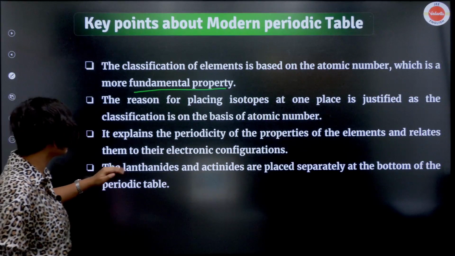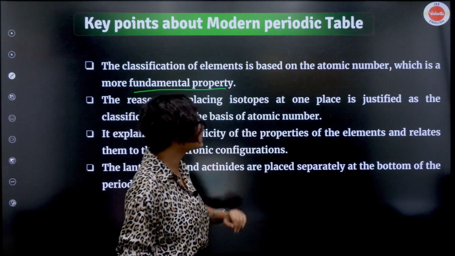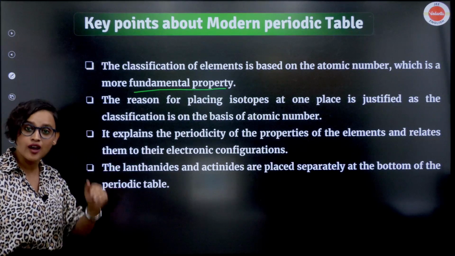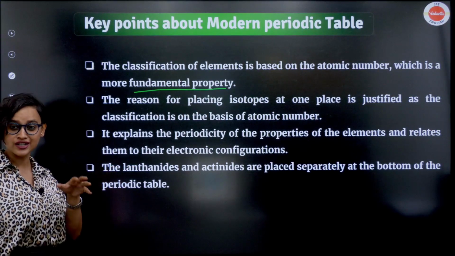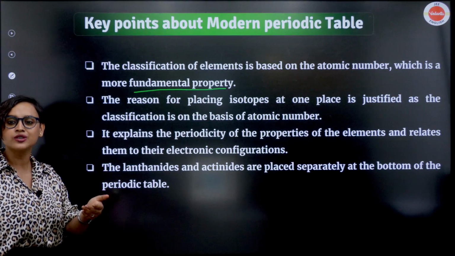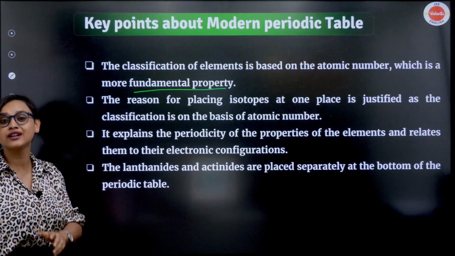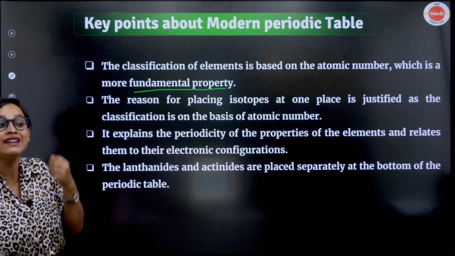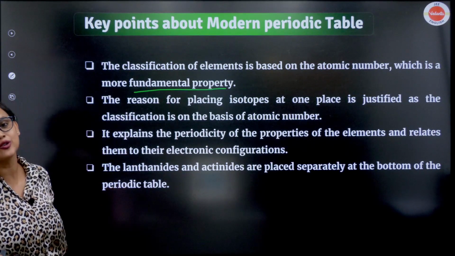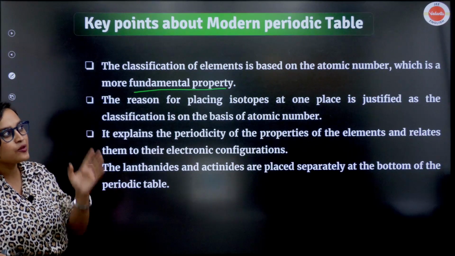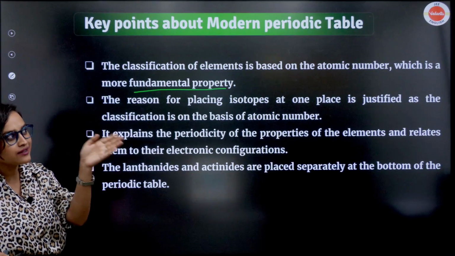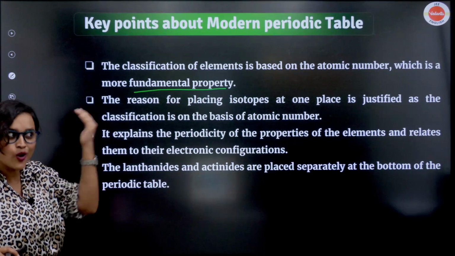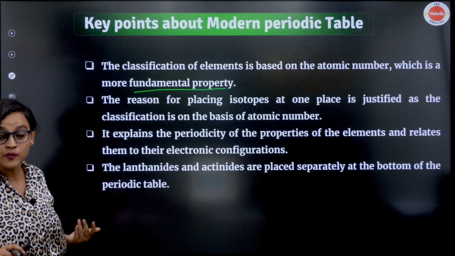Then he said that it explains the periodicity of the properties of the elements and relates them to their electronic configuration. He also started looking at the electronic configuration, and said that the periodicity of the properties of the elements can be related to the electronic configuration. And yes, if you look at all the group 1 elements, you will see that they always end with 1s1, 2s1, 3s1, 4s1, 5s1, right? It never changes, it's always s1, correct?